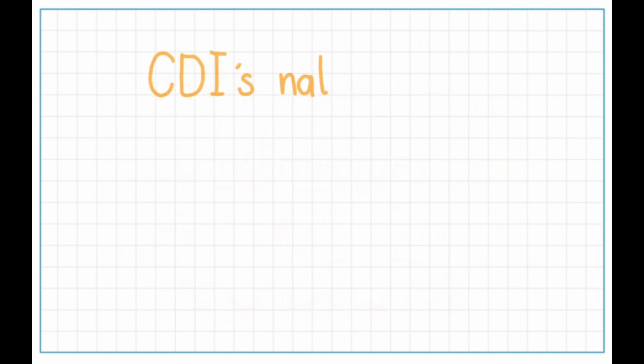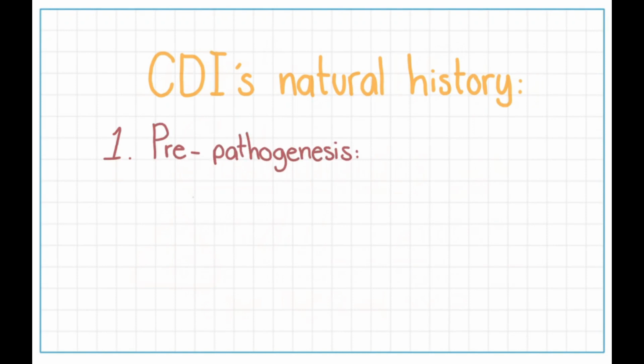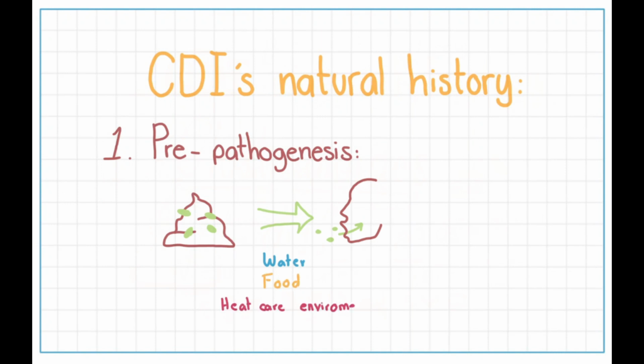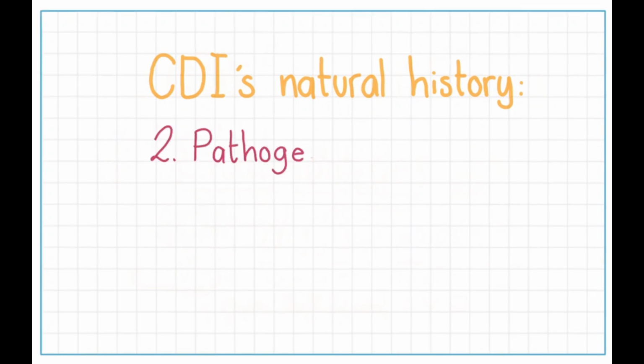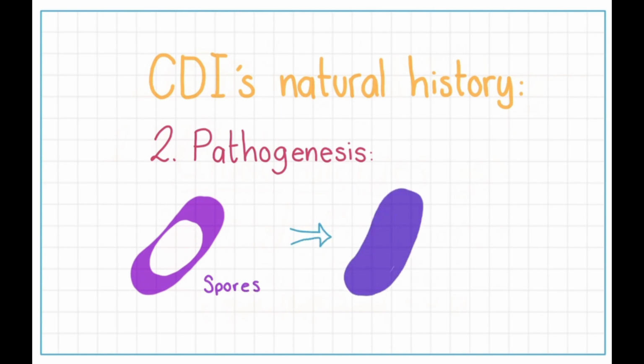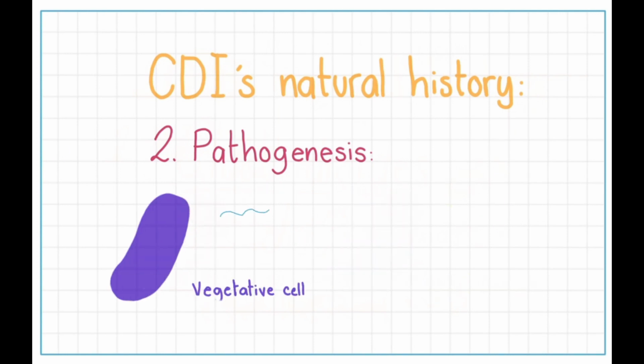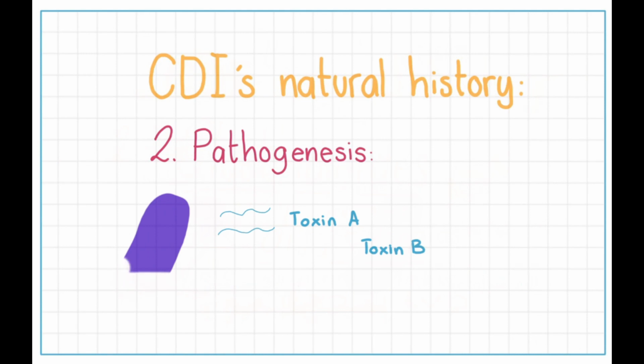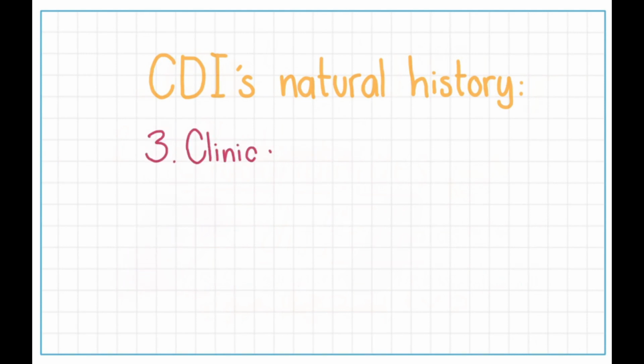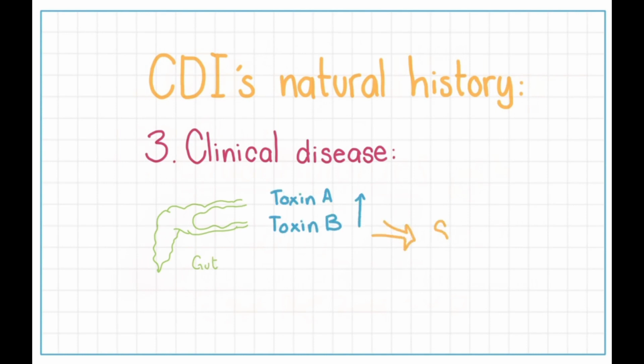The CDI follows the next natural history. In prepathogenesis, Clostridioides difficile is transmitted via fecal-oral route. Its spores are ingested via contaminated food, water, or healthcare environments. In pathogenesis, once ingested, Clostridioides difficile spores germinate into vegetative cells in the colon under conditions like dysbiosis. The cells produce primarily toxins A and B. Clinical disease manifests when the toxin-producing Clostridioides difficile reaches a critical threshold in the gut, resulting in symptomatic CDI.